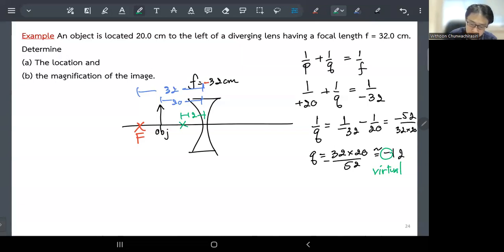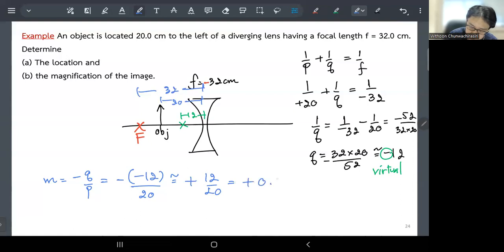Now you use the second equation, the magnification equation, negative Q over P. Negative signs there. Q, you just say is a negative 12 over P. Object distance is 20. So what you get at the end is plus 12 over 20. This is approximate, right? Because it's not exactly this. But anyway, you get positive 0.6. What does it mean by 0.6? It means it's 60% as tall as the object, relative to the height of the object. So it's going to be a little bit shorter. And positive means upright.